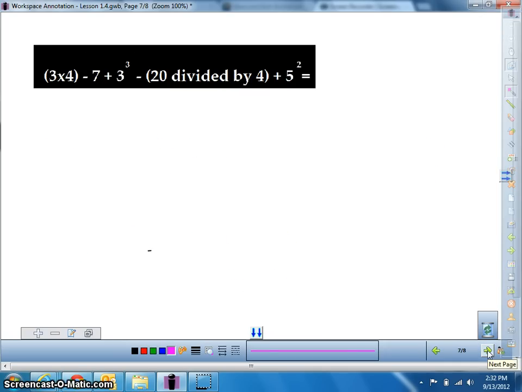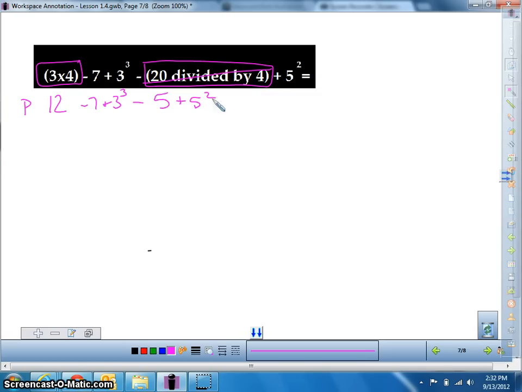Now we have a new problem. Same thing, we're going to go through it. We've got our checklist. Our first thing we want to do is parentheses. I have this and I have this. So when I replace it, I'm going to put a 12 here. Minus 7 plus 3 cubed minus 5, this whole thing equals 5, plus 5 squared.